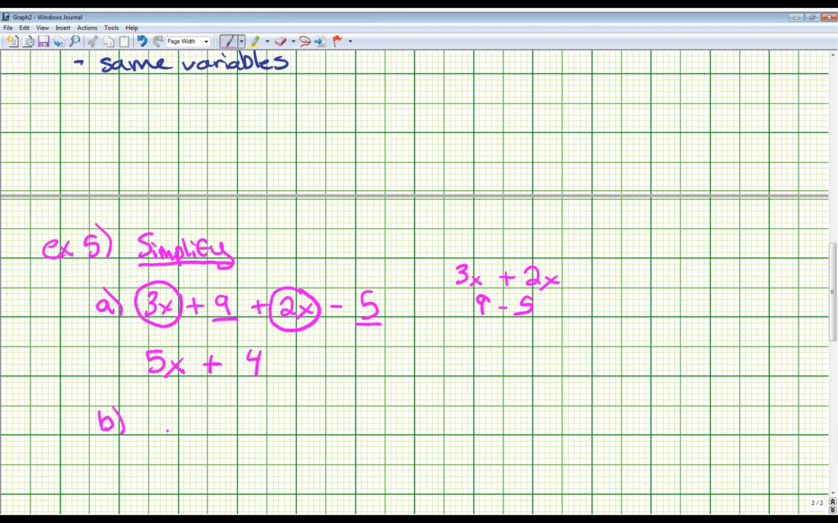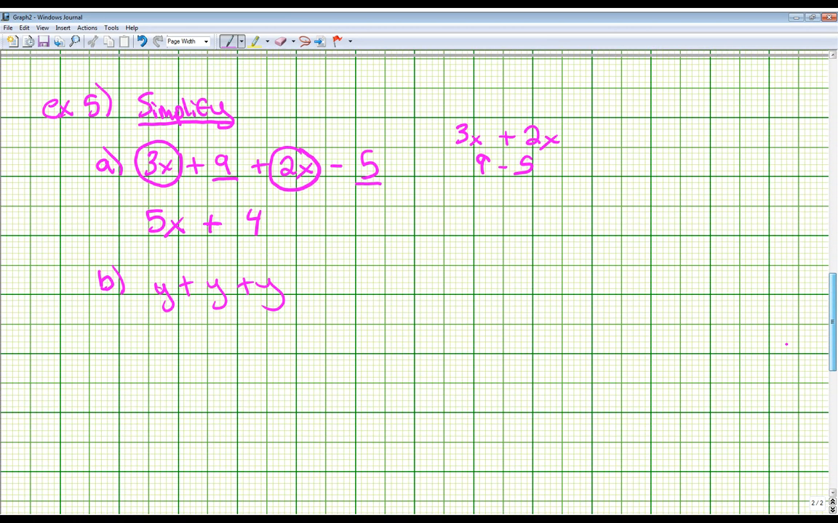The next one is y plus y plus y. They want us to combine like terms here or simplify this expression. Well, y is a like term with y, and it's another like term with this y. So they're all like terms. This is, remember, 1y. Remember, there's a hidden 1 in front of each of these. So if I take 1y, add another 1, and add another 1, I end up with 3 y's. And I can't do anything more than that, so that's going to be my simplified version.